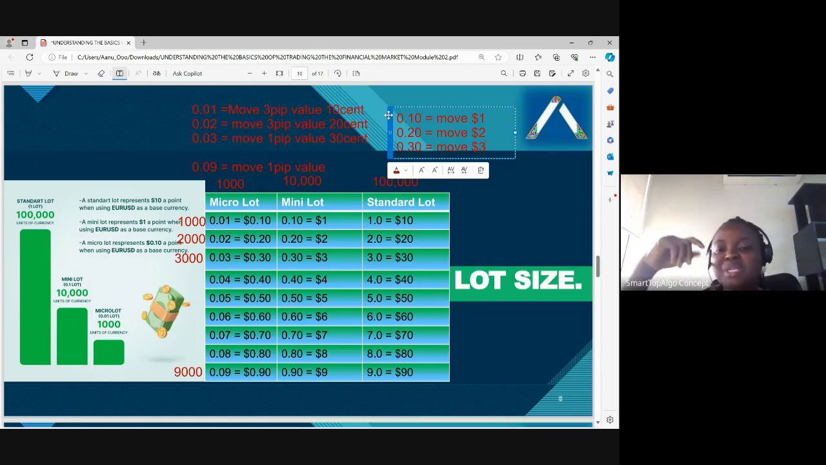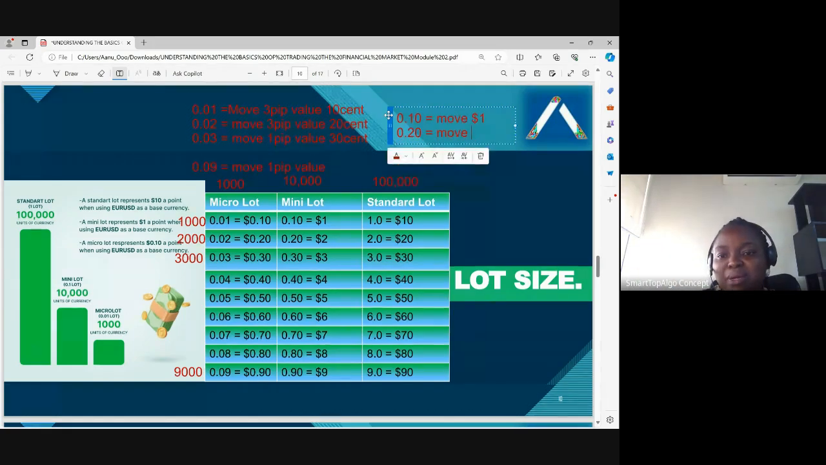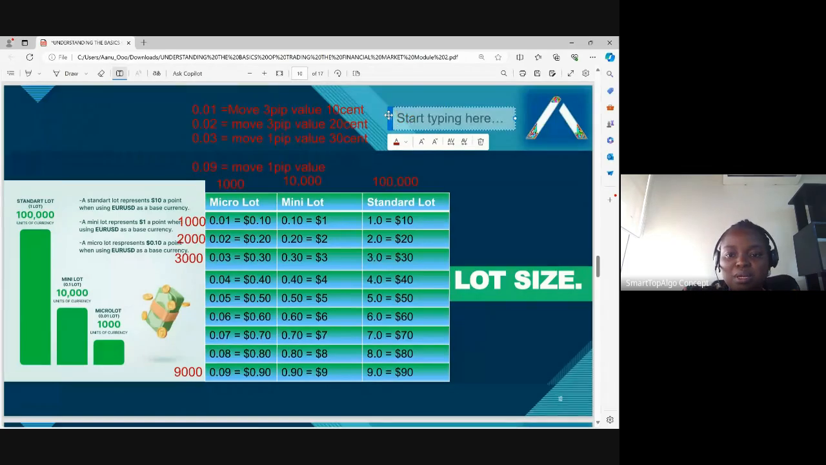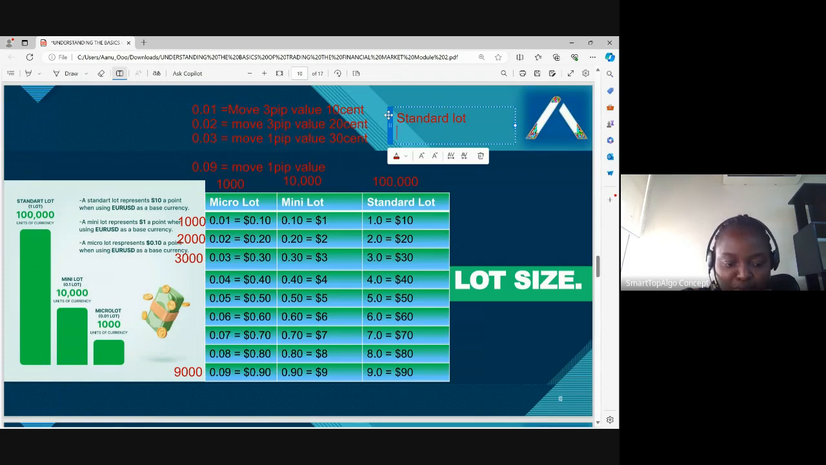So that is for the mini lot. Now for the standard lot, every pip movement of 1.0 is $10. So if price moves 1 pip, that's $10, 2 pips, $20, 3 pips, $30, 4 pips, $40. And if it moves against you, that is how you'll be losing.